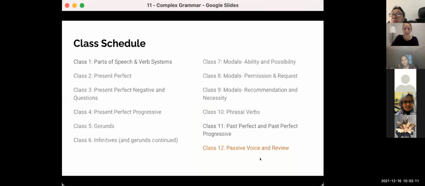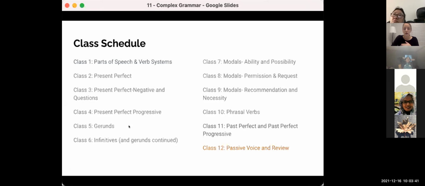Today is the last day. We're going to talk about passive voice today. In the complex grammar class, we've been talking about different parts of speech. We reviewed the different parts of speech and talked about verbs primarily. We talked about different verb tenses. We did the present perfect and present perfect progressive. We also talked about past perfect and past perfect progressive tenses.